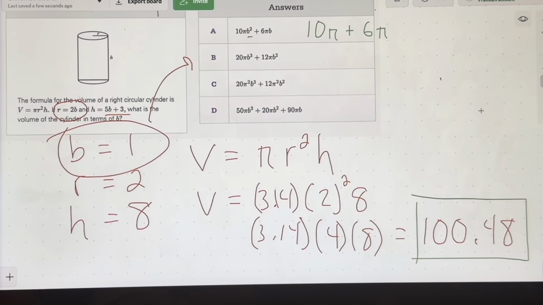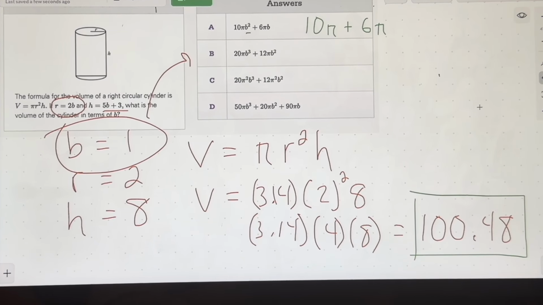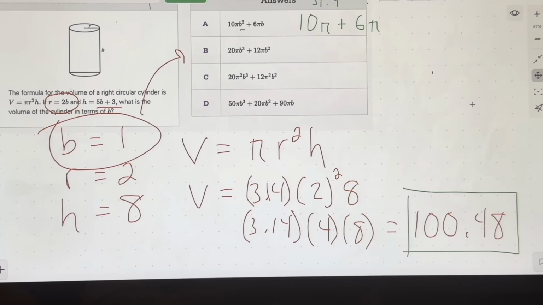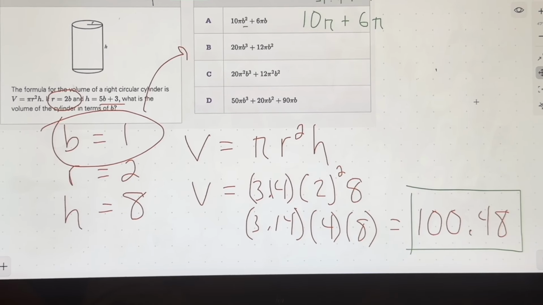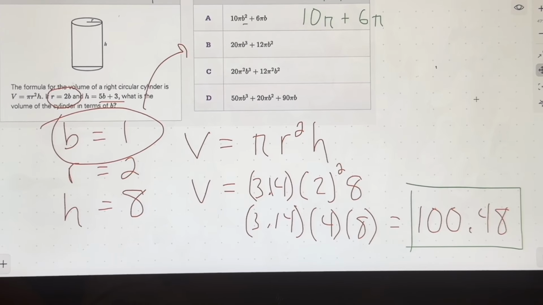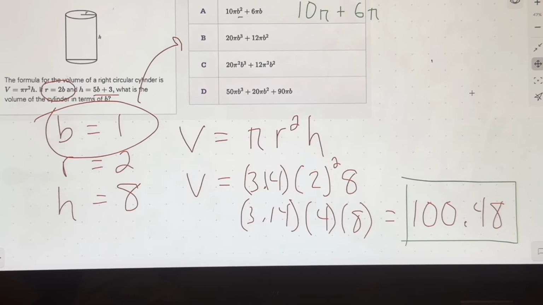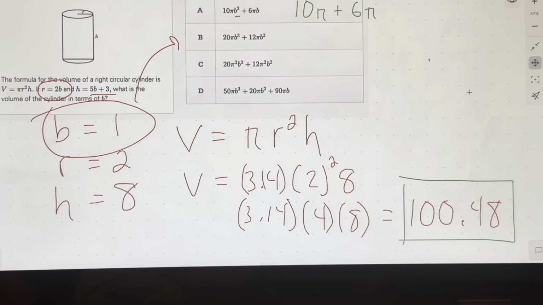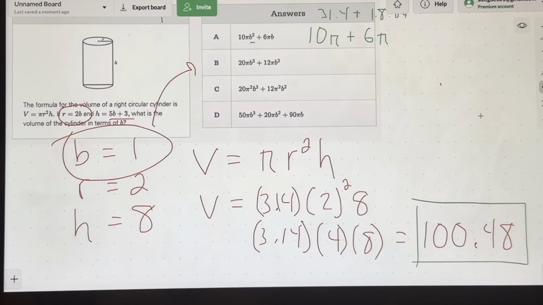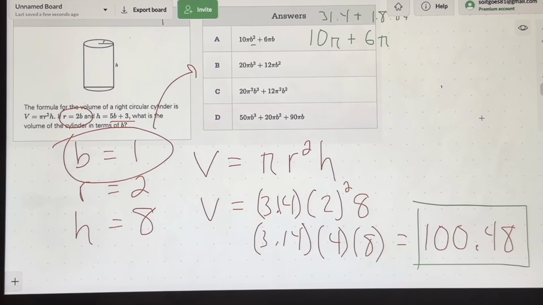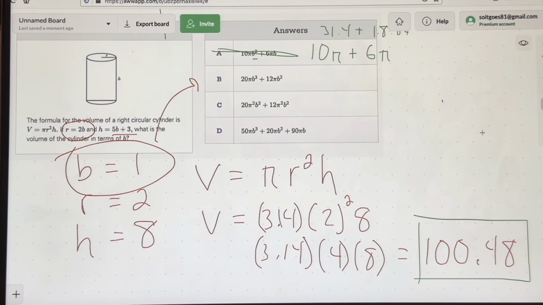So 10 times pi would be 31.4, plus 6 times 3.14 is 18.84. Yeah. It's not going to be 100.48. You know what I'm saying? It's just not going to be. It's not even close, because that'll be like 60 something. So anyway, A is gone. Does that make sense?